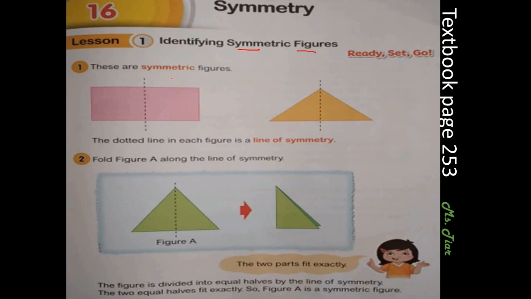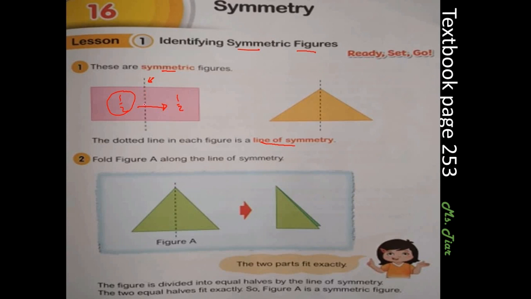Okay, symmetric figures. How do we know symmetric figures? You have to know there is a line over here. This line, we call it a line of symmetry. What is the function of this line? If you have this kind of paper and then you fold it, it's going to be half over here and half over here. If you fold it, this side will fit exactly to this side.